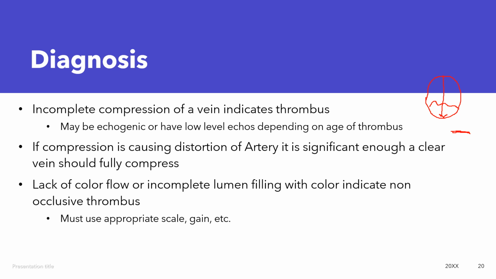The really important thing to do, however, is make sure that all of your color gain settings are turned to the most sensitive levels. You can do that by reducing your scale and increasing your color gain, and sometimes even going to power Doppler. That will make sure that it's not just poor settings that's giving you this lack of color, but it would indicate that there is truly obstruction there.